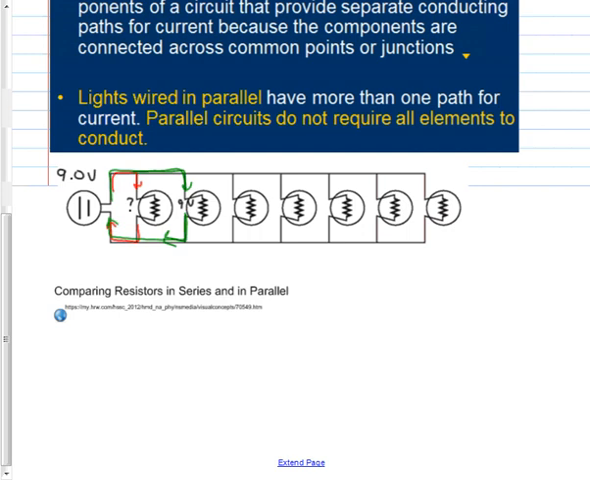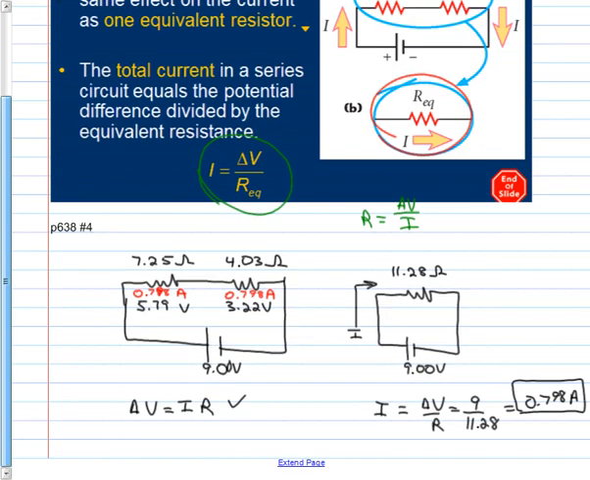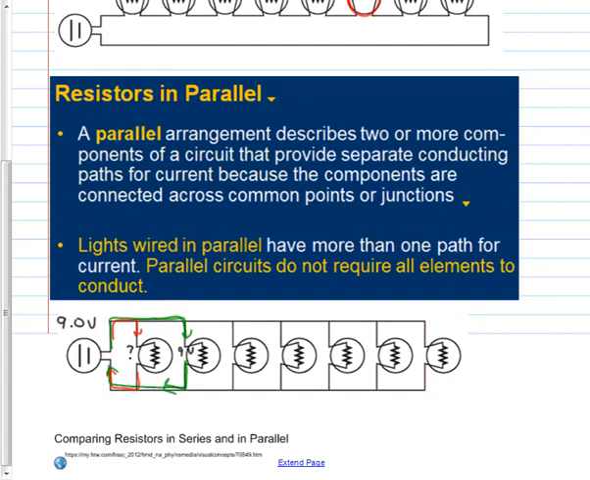Now, just because there's no other resistors or anything there, is that what you're thinking? Correct. In a circuit, whatever the EMF is supplied, 9 volts, whatever is supplied will be equal to the voltage drop, or what is used up as you go around that circuit. And if there's only one thing in it, then that one thing has to use up all 9 volts. Back over here when we had it in series, we had 2 of them, so together they added up to the 9 volts that we used up. So resistors that are in parallel have more than one path for current. Parallel circuits do not require all elements to conduct.